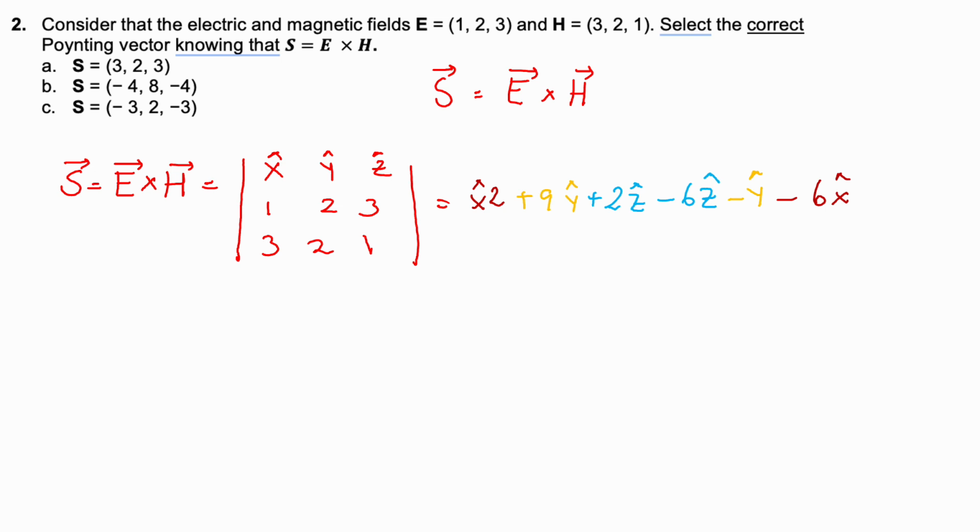So we can combine all of them together. We're going to have minus 4x plus 8 along the y direction minus 4 along the z direction. So if we express them, then our Poynting vector is going to be minus 4, 8, minus 4. So this is clearly option B of the problem.